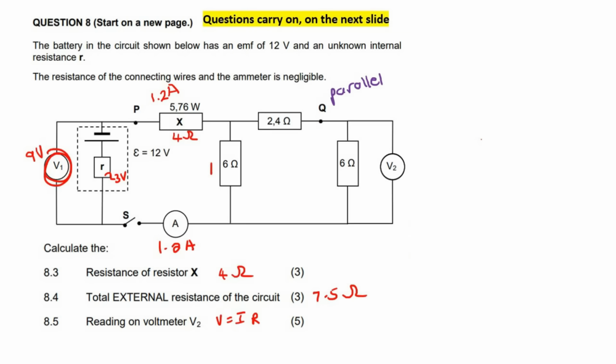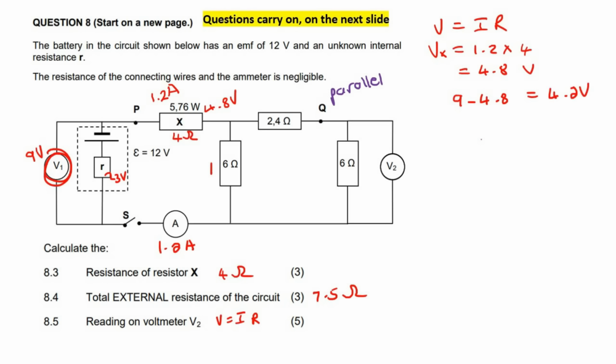Now what's interesting is that we know there's 9 volts being delivered to the external part of the circuit. We can quickly work out how much voltage is being used over here. We know that V is equal to I times R. This is for resistor X, so we can say Vx. We know the current flowing through there is 1.2, and the resistance for that one is 4. So that's going to give us 4.8, not ohms, Kevin, volts. So 4.8 volts is being used over here. How much voltage is left over? Well, 9 minus 4.8 gives us 4.2 volts. So there is 4.2 volts left over for this part.